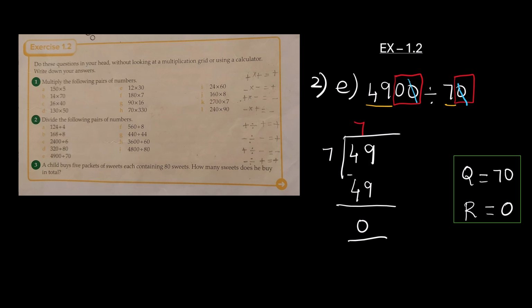E sum is 4900 divided by 70. First we divide 49 by 7. How many 7s makes 49? 7. So 7 times 7 is 49. 49 minus 49 is 0.